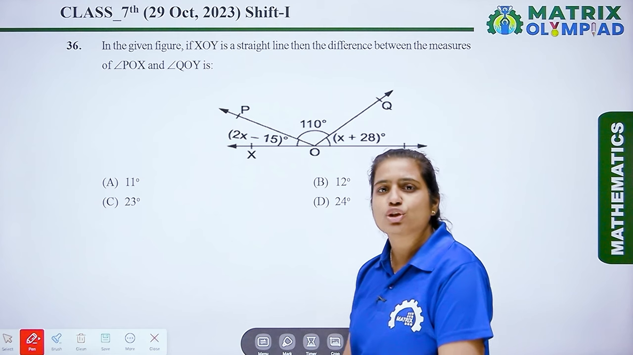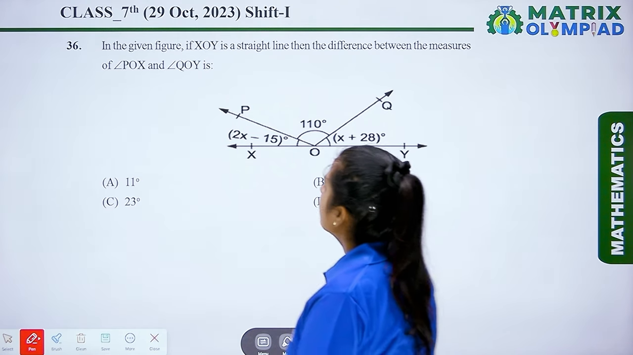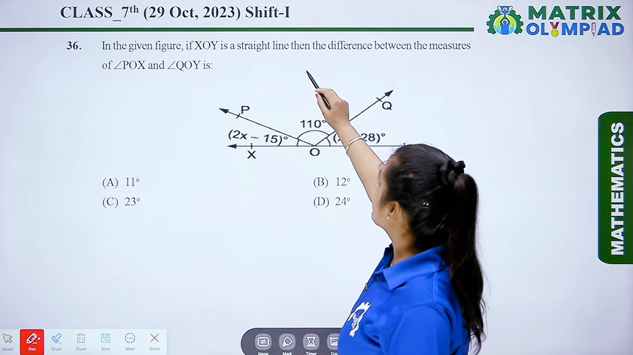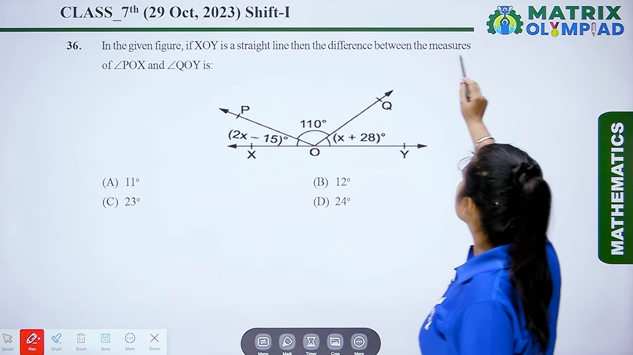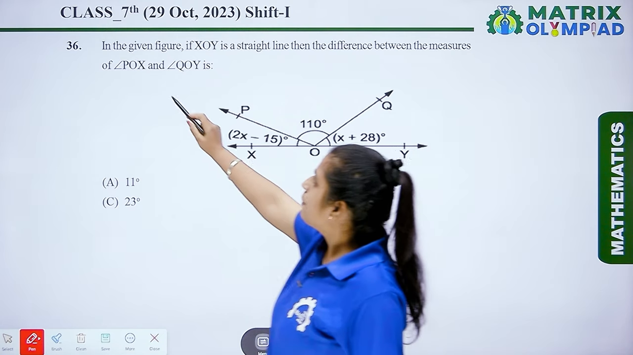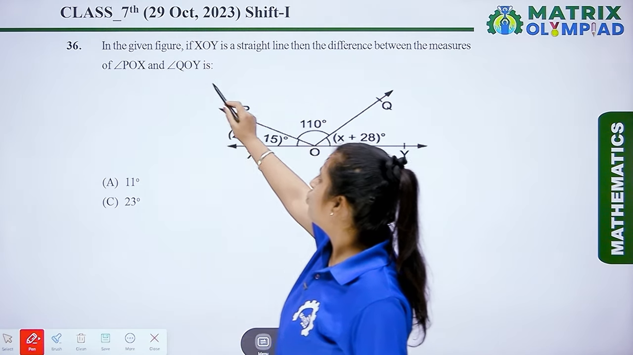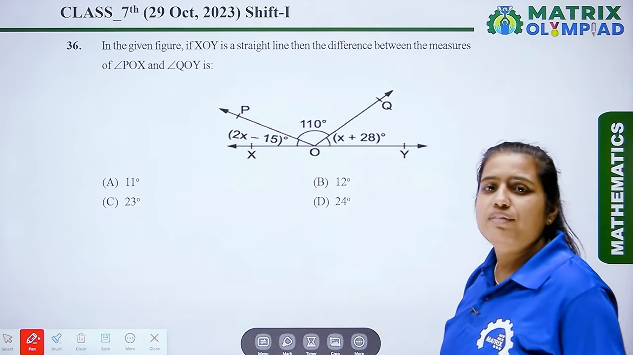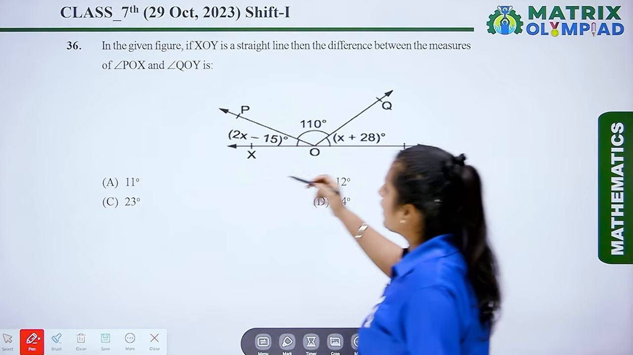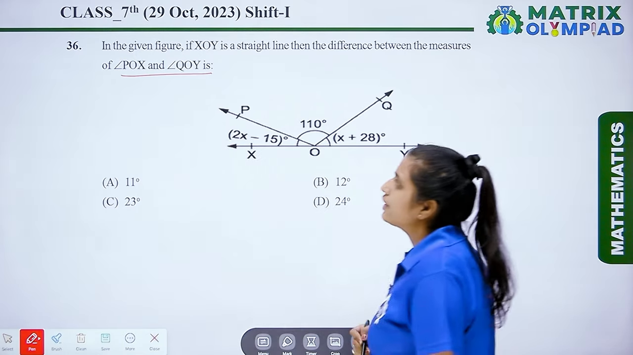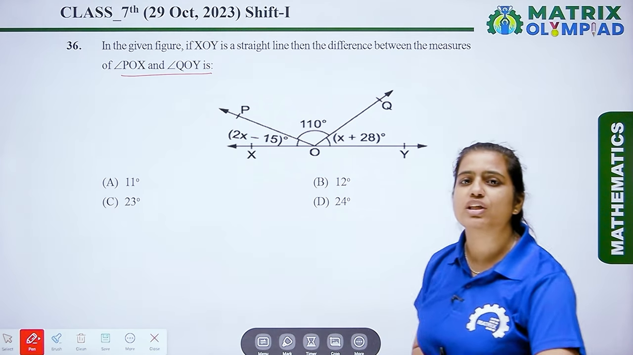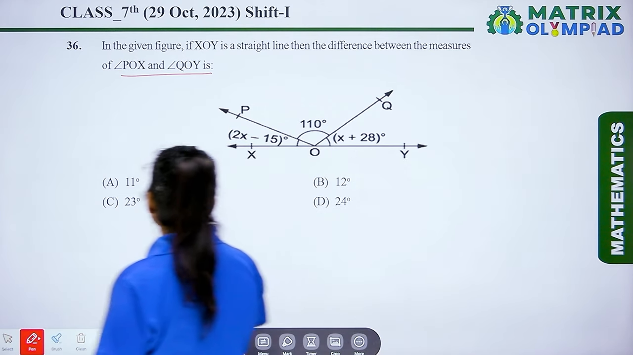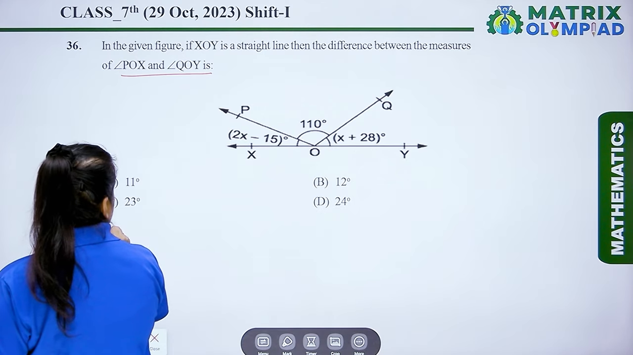Now, the next question is question number 36. In the given figure, if XOY is a straight line, then the difference between the measures of angle POX and angle QOY is. Now, here we have to find out the value of these two angles first, and then we have to find out the difference between these two angles. Now, let's find the value of X first, as XOY is a straight line.